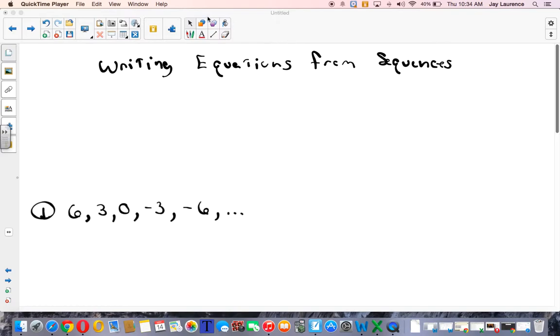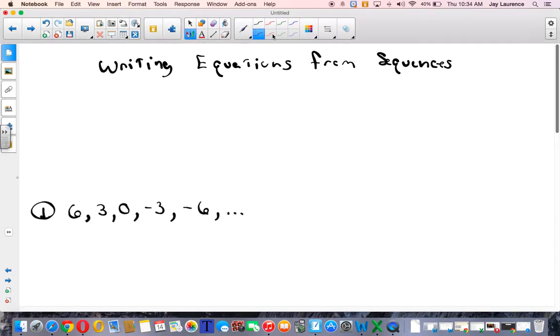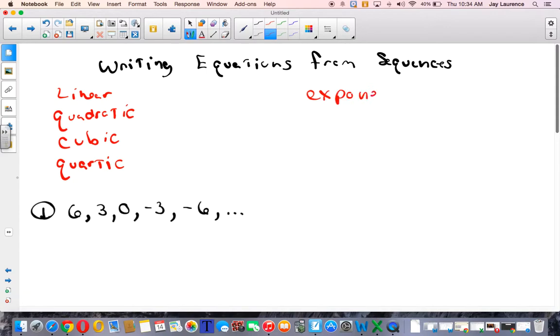Lainey asked about trying to remember how to write a function from a given set of data. Remember the different types of functions we can come up with. We can come up with a linear function, and then there's a quadratic, and then of course cubic and quartic. I'm not going to do all of these, but we'll talk about how to do them. I'll do some of them, and of course there's exponential.